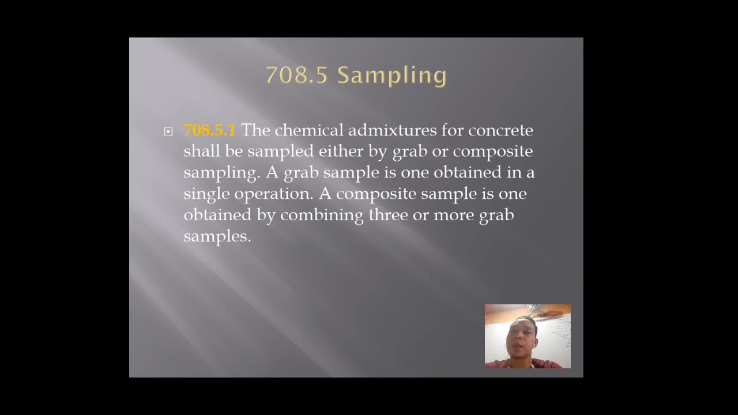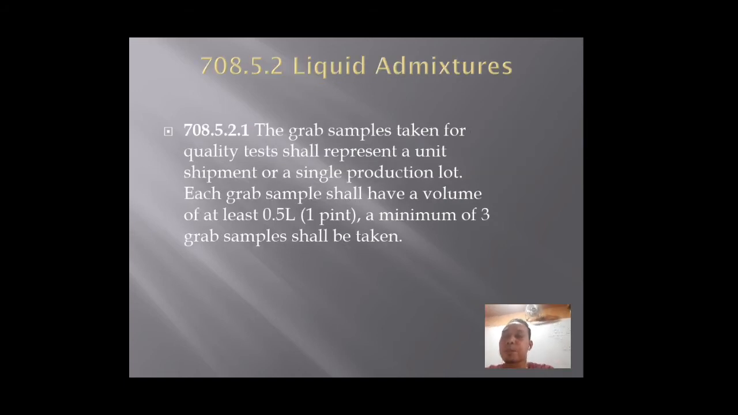708.5.1, the chemical admixture for concrete shall be sampled either by grab or composite sampling. A grab sample is one obtained in a single operation. A composite sample is one obtained by combining 3 or more grab samples. Under sub-item 708.5.2 about liquid admixtures.